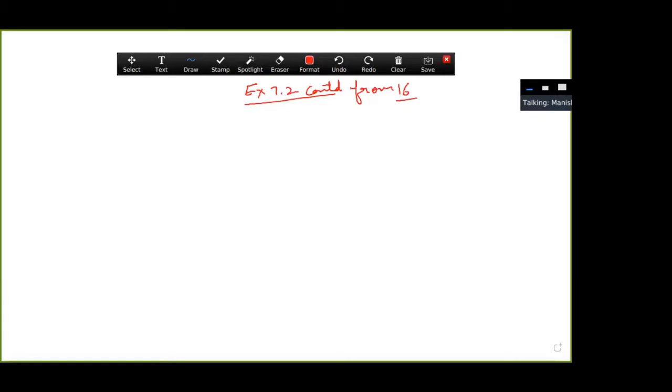Now what is question number 16? Open your NCERT book, read the statement. Question number 16 is: integrate the function e to the power 2x plus 3 with respect to x.